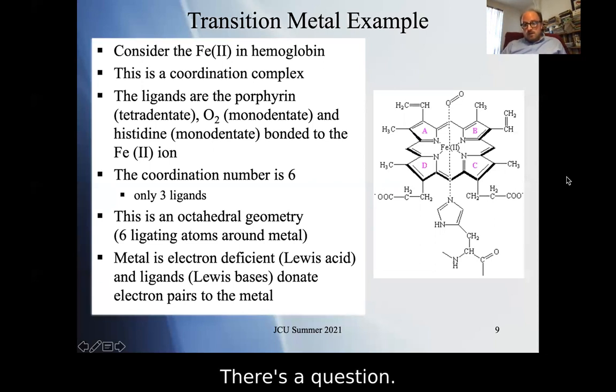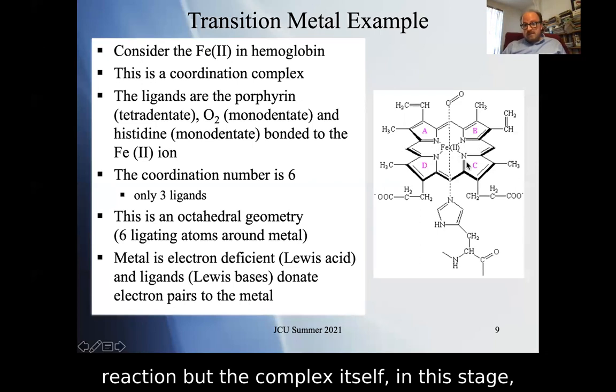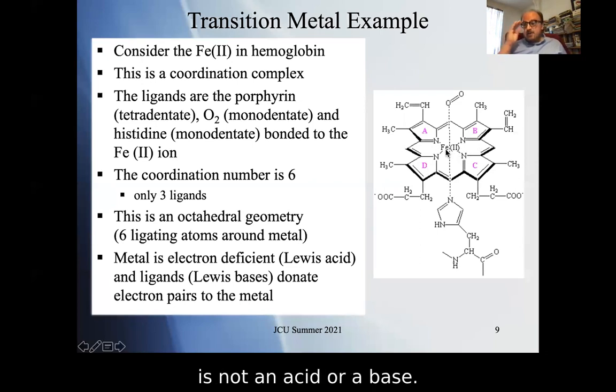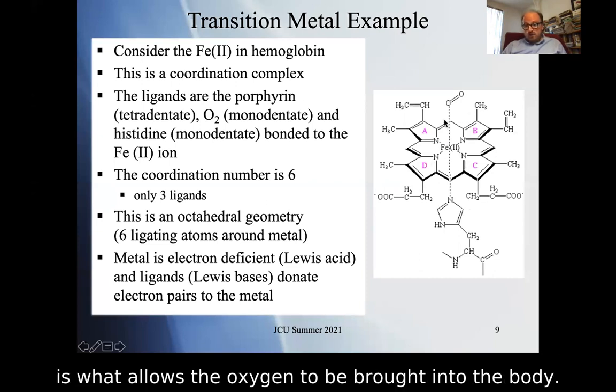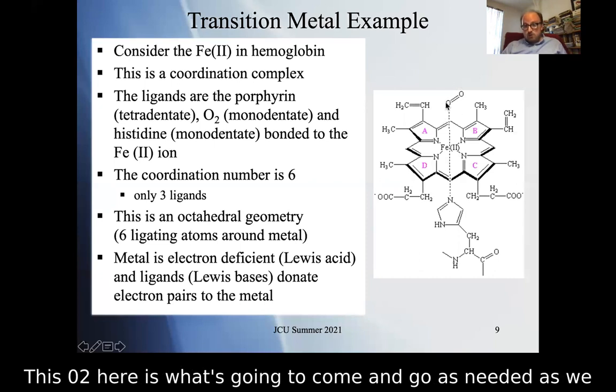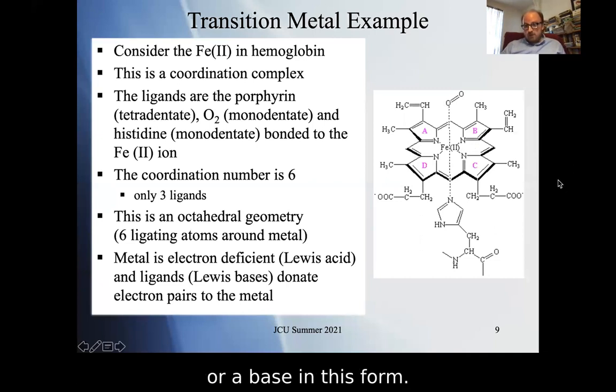There's a question. The complex is just a complex. The way in which this complex forms is a Lewis acid-base type reaction, but the complex itself in this stage is not an acid or a base. It's simply a complex ion. In this case, the structure of the iron in the heme in hemoglobin is what allows oxygen to be brought into the body. This O2 here is what's going to come and go as needed as we breathe in oxygen. So the complex itself isn't an acid or a base in this form.